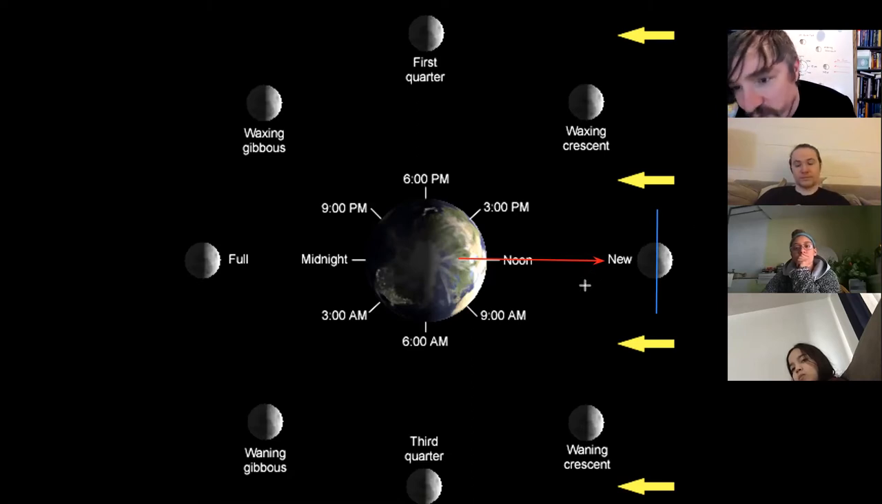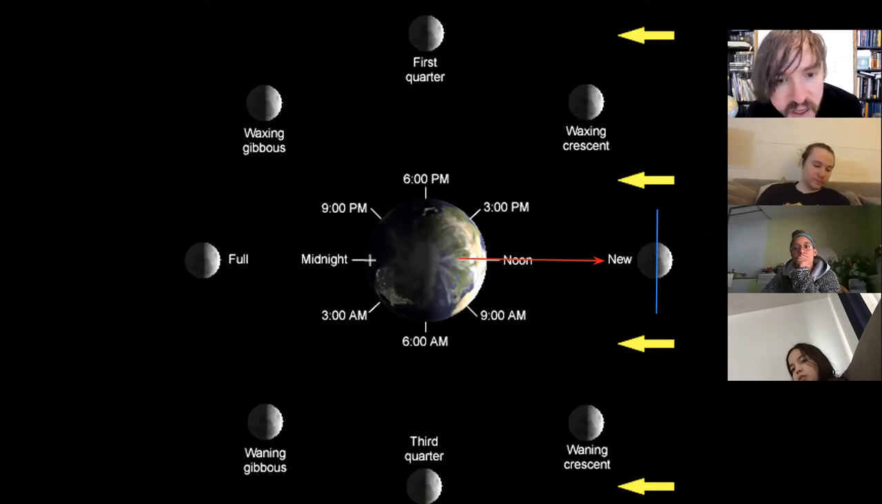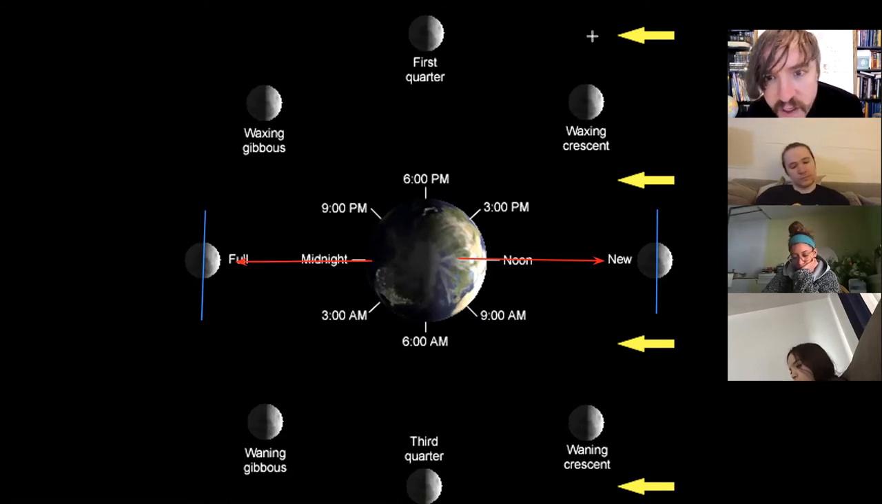So there's two reasons why you can't see the new moon. It's up during the day and you're not even seeing the illuminated portion. On the other hand, with a full moon, it's exactly the opposite issue. The full moon is up at night and you're seeing a full disk that's illuminated. The half that you're seeing is fully illuminated.